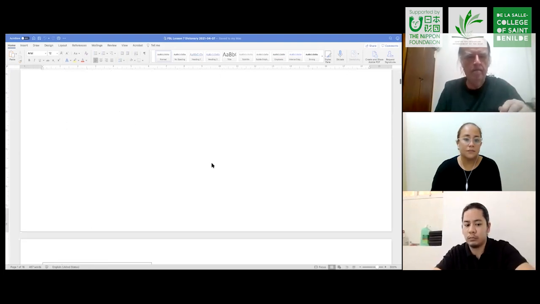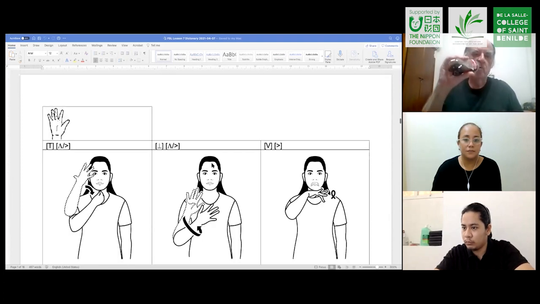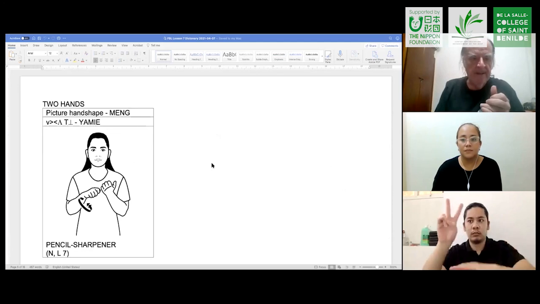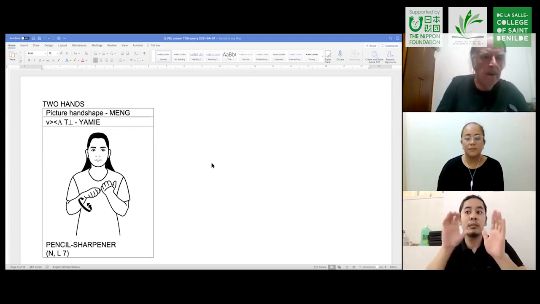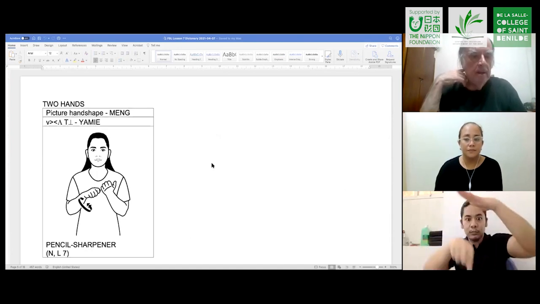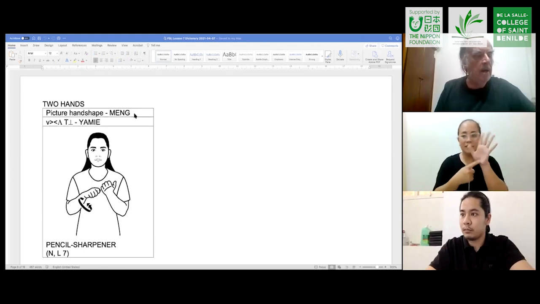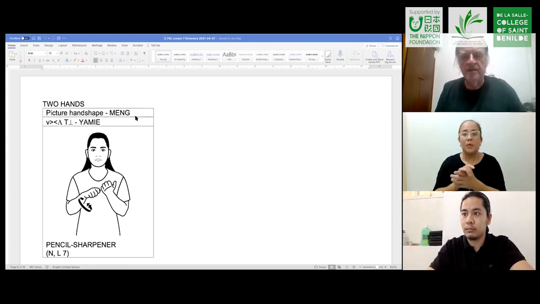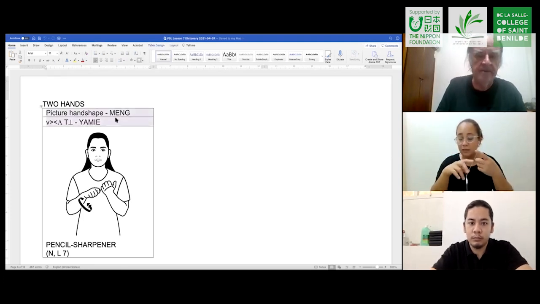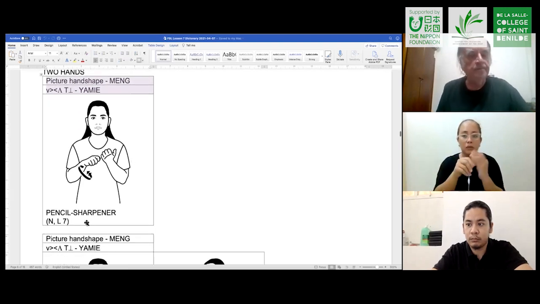So the 100 signs are done. Okay. And then here are the two-handed signs. Now you don't need to do the orientation unless you have a pair of signs that are the same. If there is only one sign with those particular hand shapes, you don't need to add the orientation.